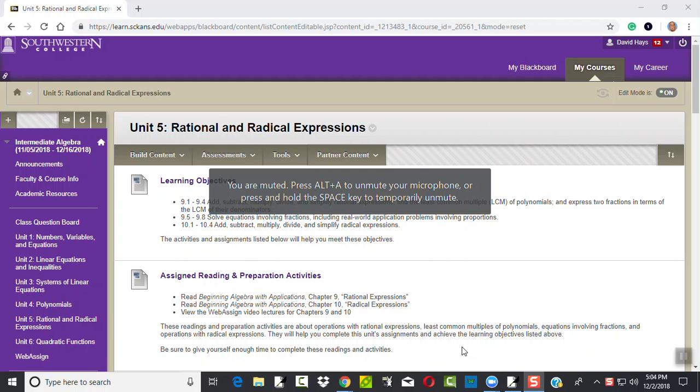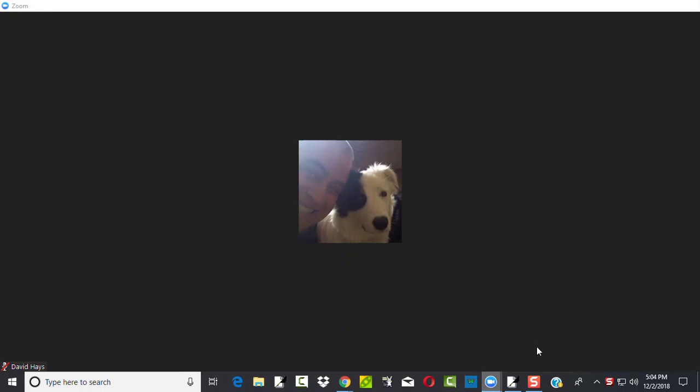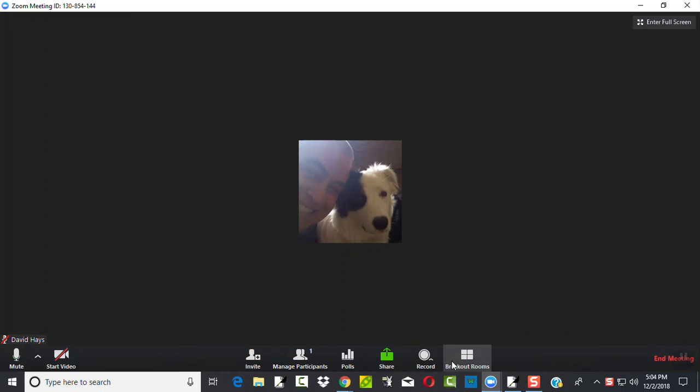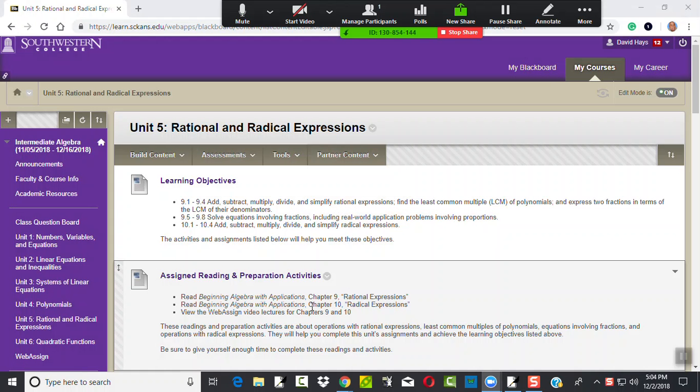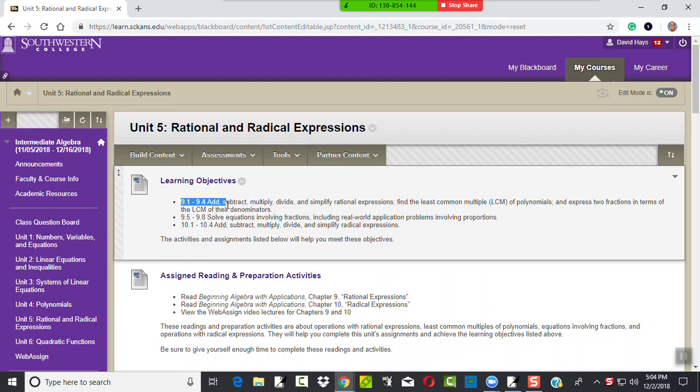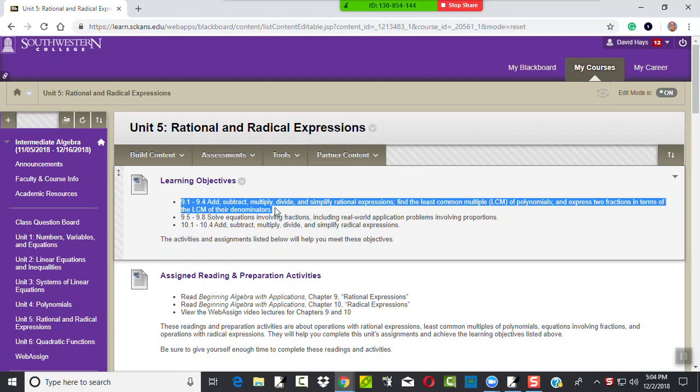Let's take a look at Unit 5, Rational and Radical Expressions. Let me share my screen. Now, our first learning objective, there's quite a few. Add, subtract, multiply, divide, and simplify rational expressions. Find the LCM of polynomials and express two fractions in terms of the LCM of the denominators.